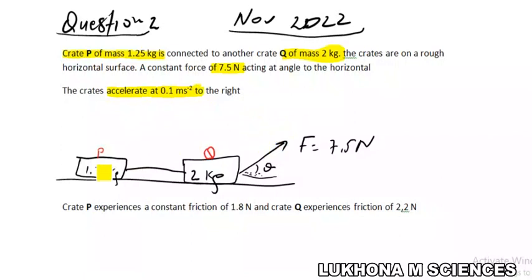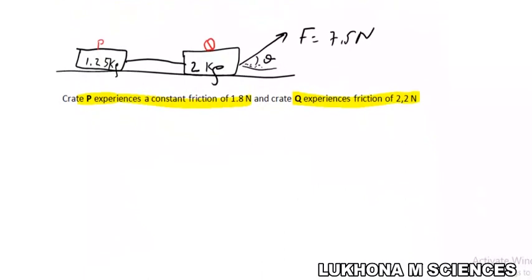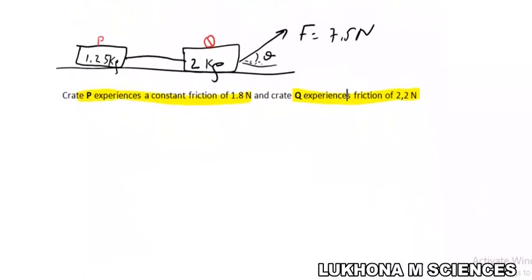Okay, then we are given the diagram here. Crate P experiences a constant frictional force of 1,8 newtons, whereas Q experiences a frictional force of 2,2 newtons. Now the first question says draw the free body diagram for Q or for P, but we are going to draw the free body diagram for both crates. So let's start.